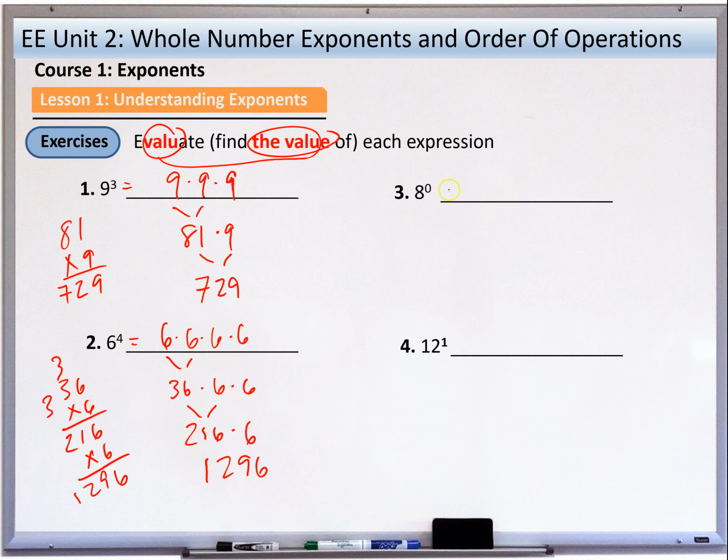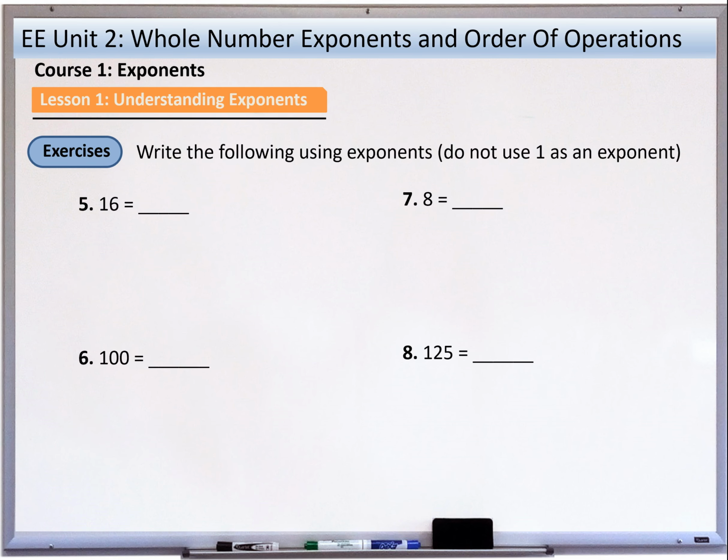8 to the power of 0 we should know is 1, because the rule we talked about earlier was any number to the power of 0 is 1, and 12 to the power of 1 is simply 12. Those are just applying the rules. Okay, we have these 4.